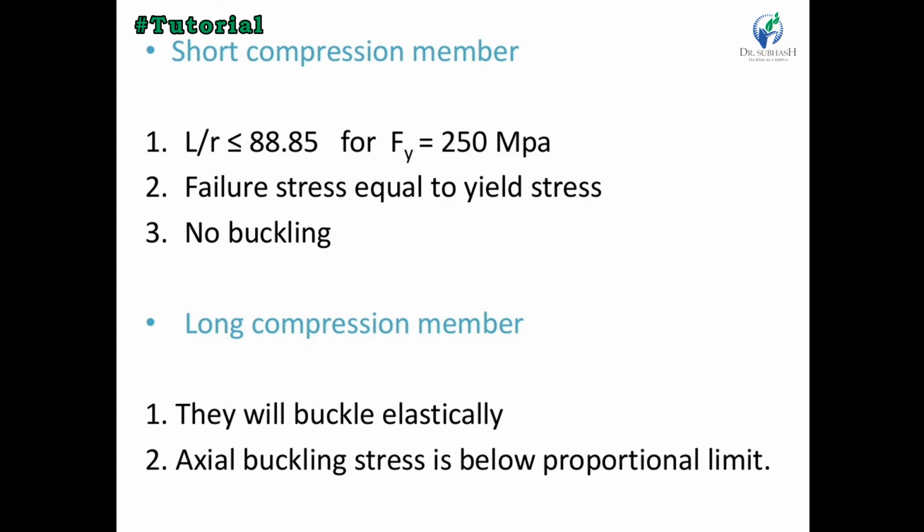So we use long compression members. What is a long compression member? Actually, the buckling stress is below the proportional limit and they will buckle elastically, and Euler's formula gives the strength of a long column. So Euler's formula is used for the design of a long compression member. If we design a short compression member, then we can use Rankine's formula. But it is not practically possible to use short compression members, so in our field, we use long compression members.